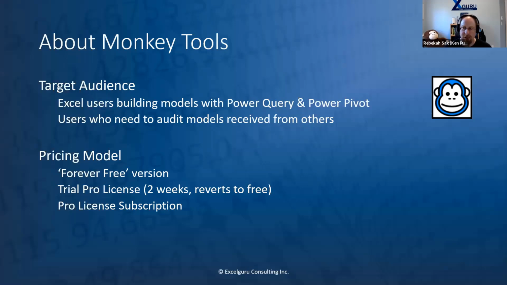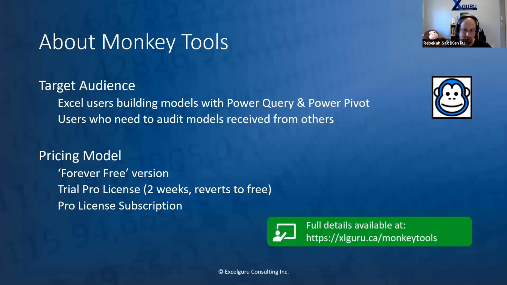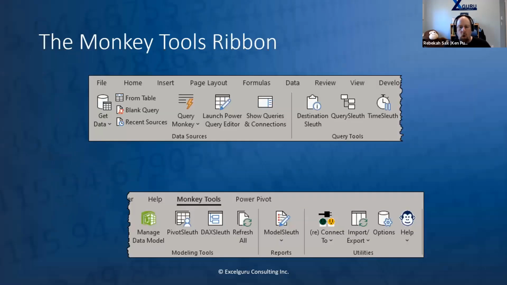The tool itself adds a new ribbon. Full details you can find here at excelguru.ca/monkeytools. That will actually take you to the page that has the entire feature listing, some demos, the pricing matrix, everything is right there. Now, what the tool does is it actually adds a new ribbon to Excel.